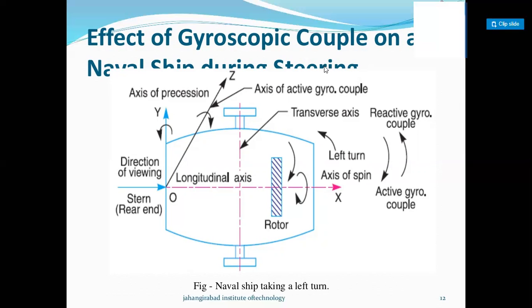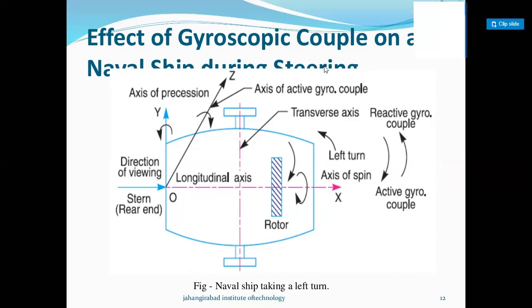From this analysis, the couple acts over the ship between stern and bow. This reaction couple tends to raise the front end and lower the rear end, meaning it raises the bow and lowers the stern of the ship.